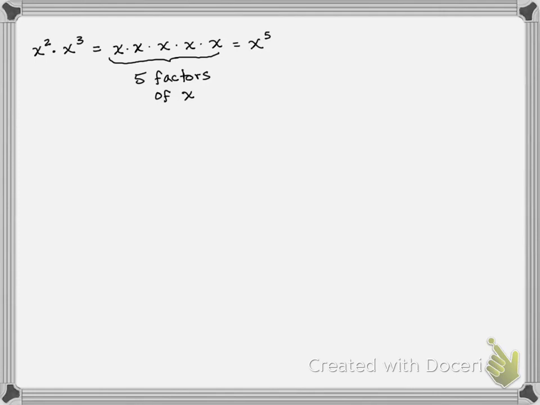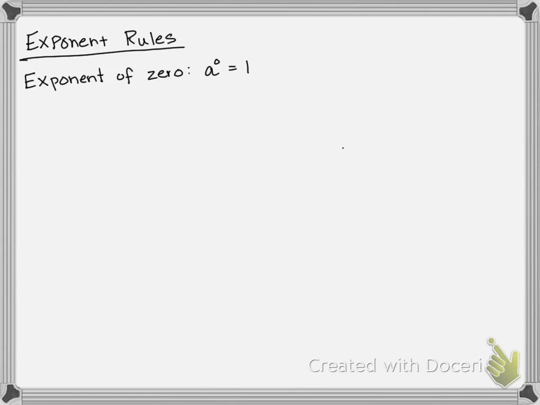So our product rule says if I have a to the n and I multiply it by a to the m, well, I have n factors of a plus another m factors of a. So my new exponent can be obtained by adding the 2 exponents.